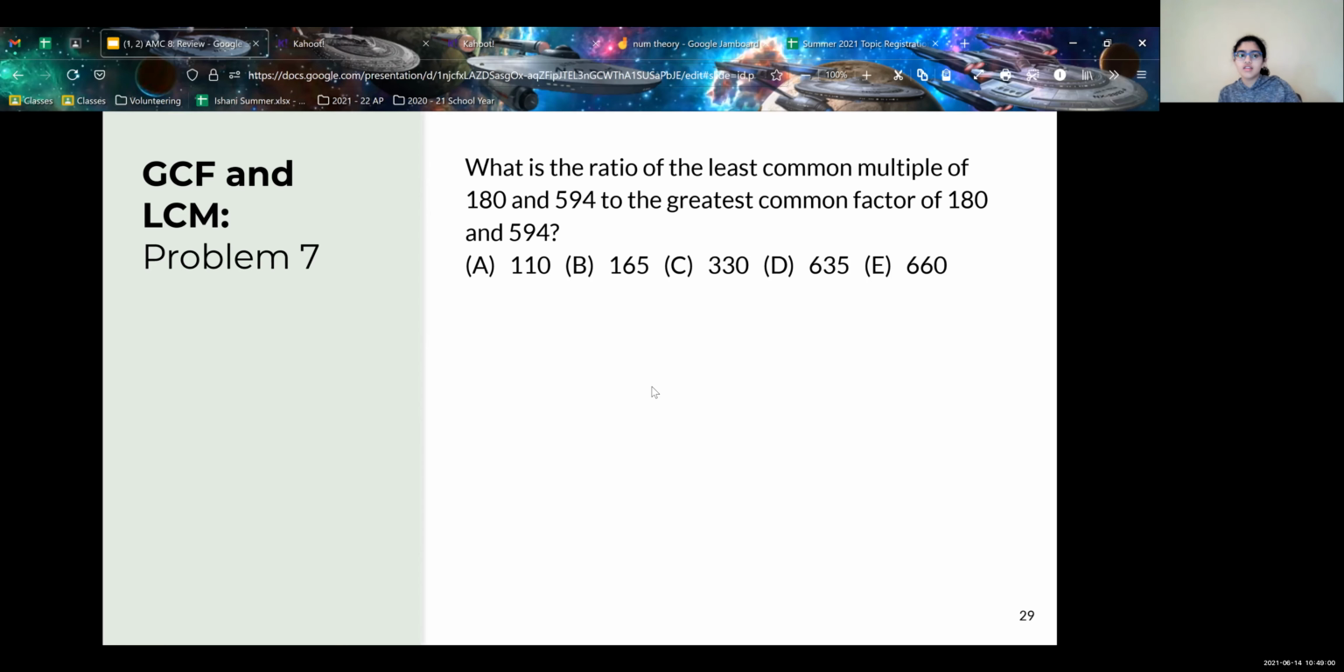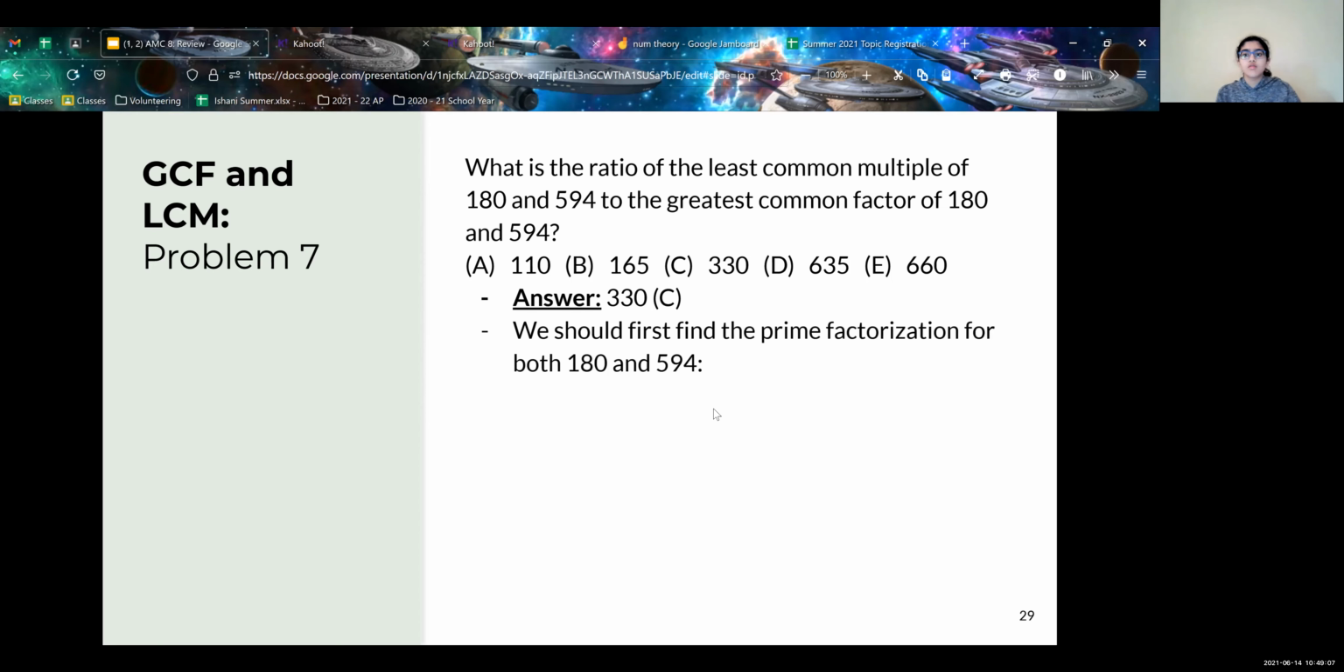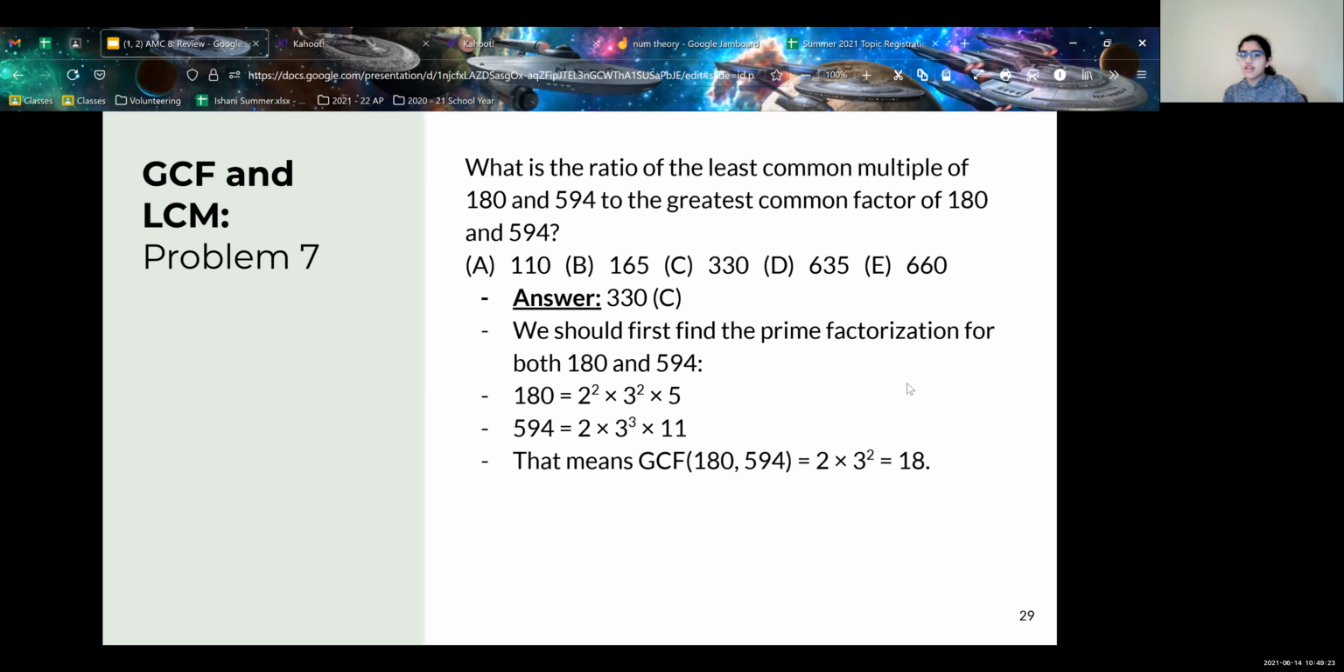Okay, so I have seen two right answers. So the answer is C, and that is because, first we should find the prime factorization of 180 and 594, right? And that's 2 to the power of 2 times 3 squared times 5 for 180, and then for 594, it's 2 times 3 to the power of 3 times 11. And that means that the GCF of these numbers is 18, and the LCM is 5940.